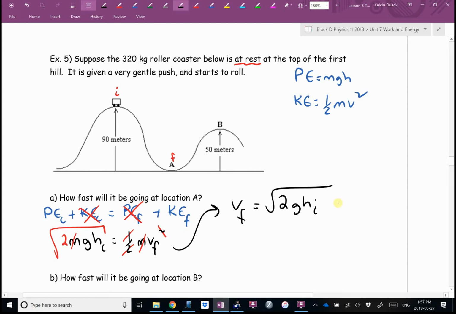It's going to be the square root of 2 times 9.8. What was the initial height? Oh, 90. This might work out evenly. Does it? What'd you get? That's meters per second. Could you convert that to kilometers per hour?